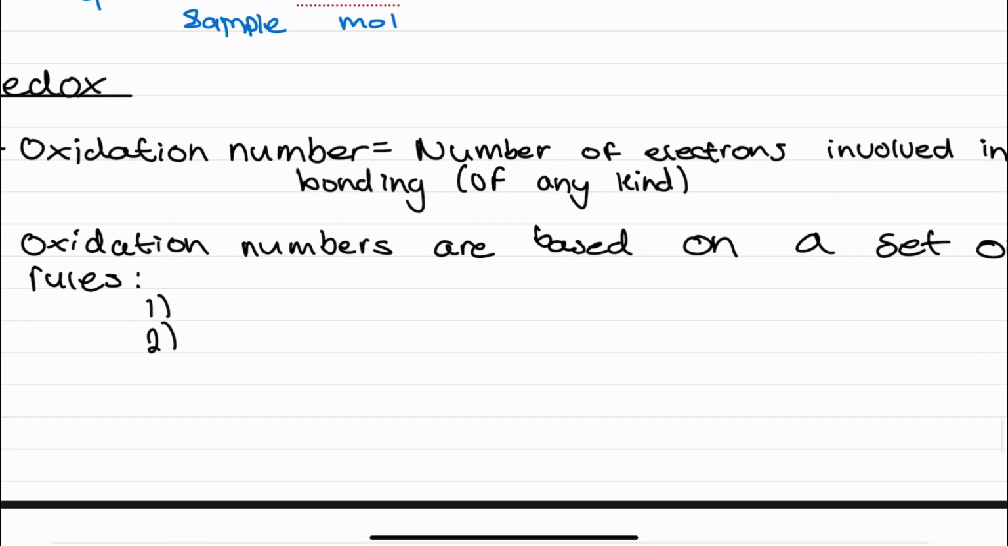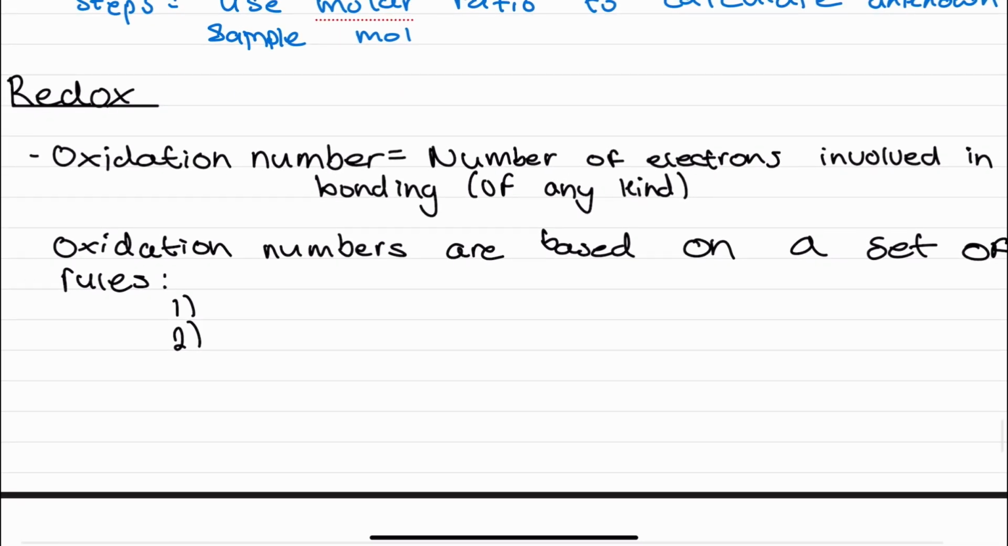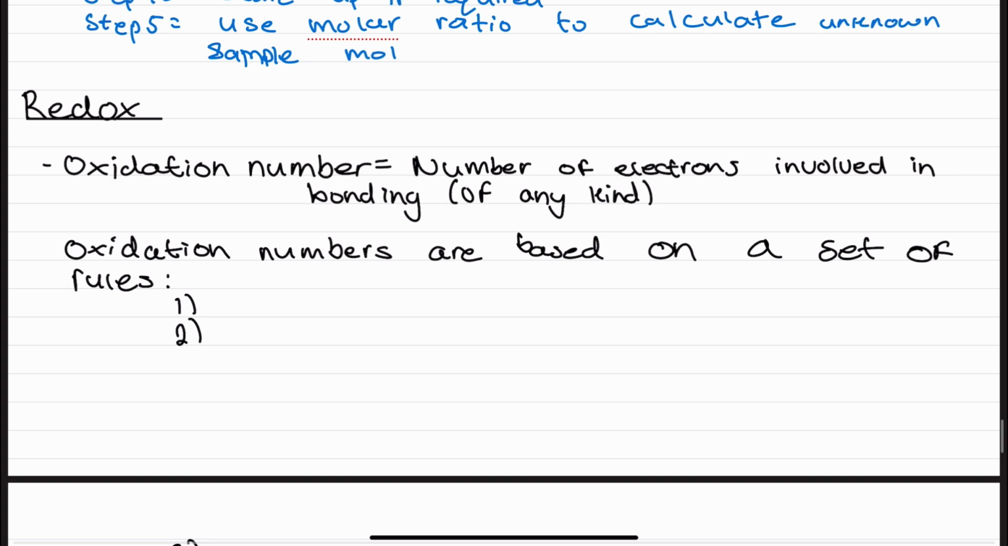Now, the last part to this chapter is redox. Within redox, you must know some definitions. The first one being oxidation number. Oxidation number is the number of electrons involved in bonding of any kind of bonding. Oxidation numbers are based on a set of rules.